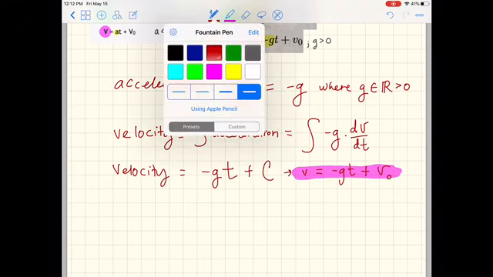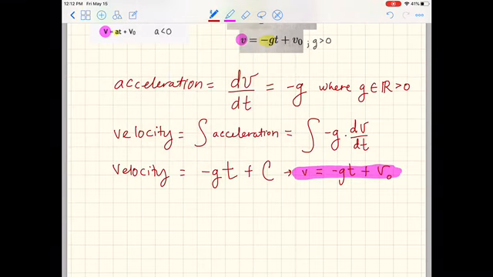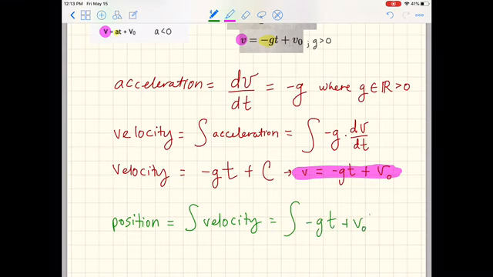Now, if we take that velocity formula, let's pick a new color, and we go to position. Okay, position like your distance basically. The position is the antiderivative of velocity. So in this case, that would be the antiderivative of negative gt plus initial velocity. So you're integrating velocity with respect to time.